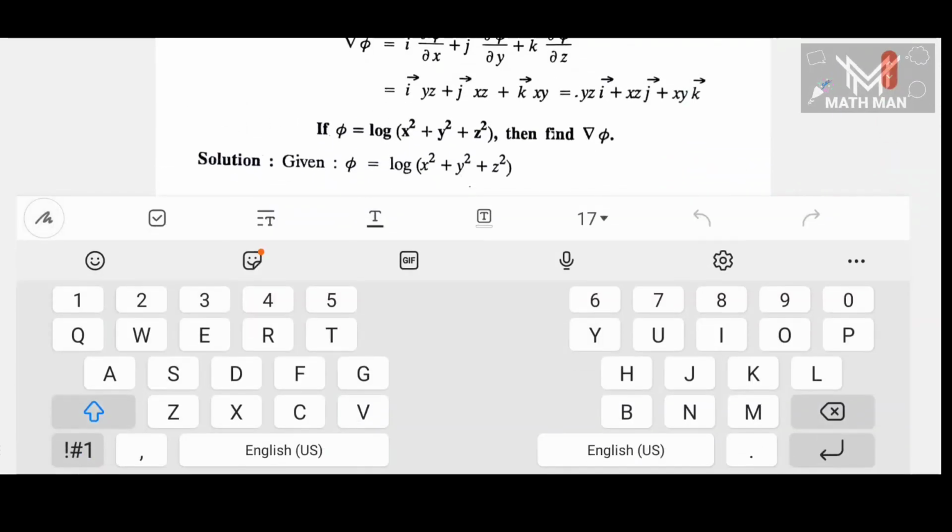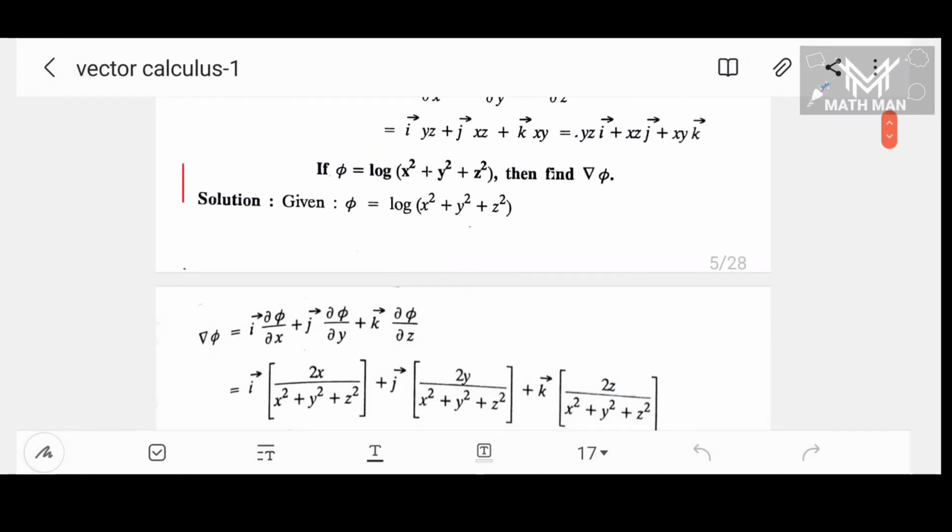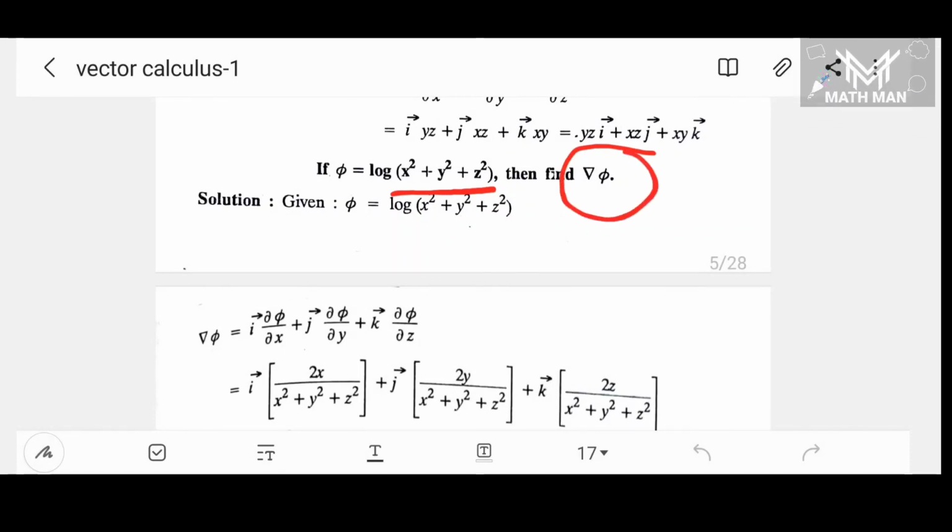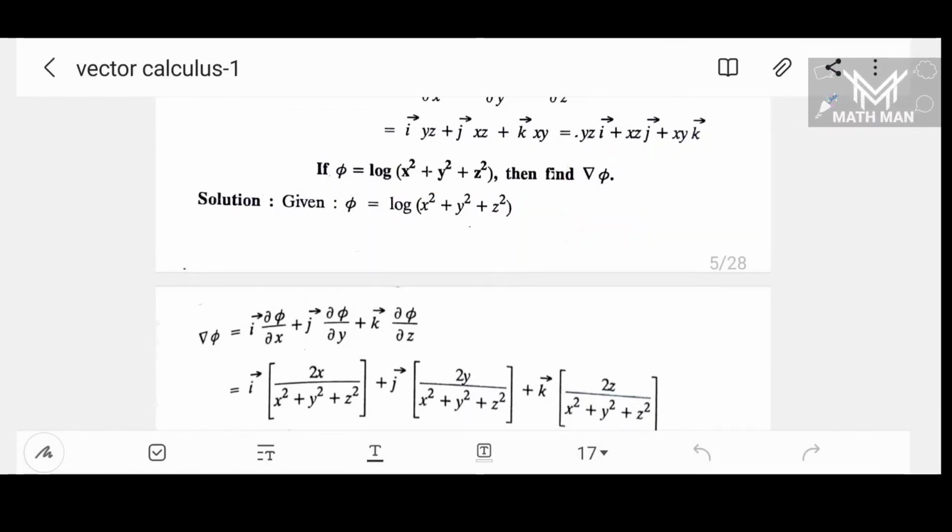And let us come to the next problem. Here given log of x square plus y square plus z square. Find del phi. It is a basic problem and the first problem for us. Let us discuss it in the next video.